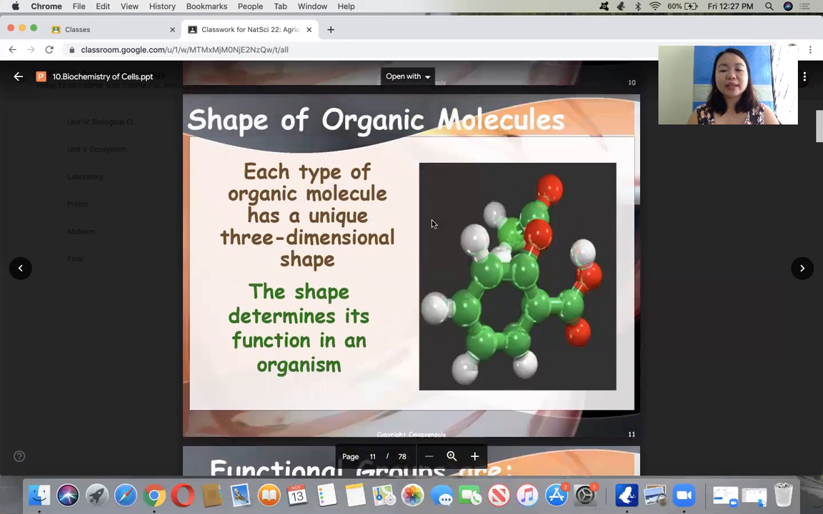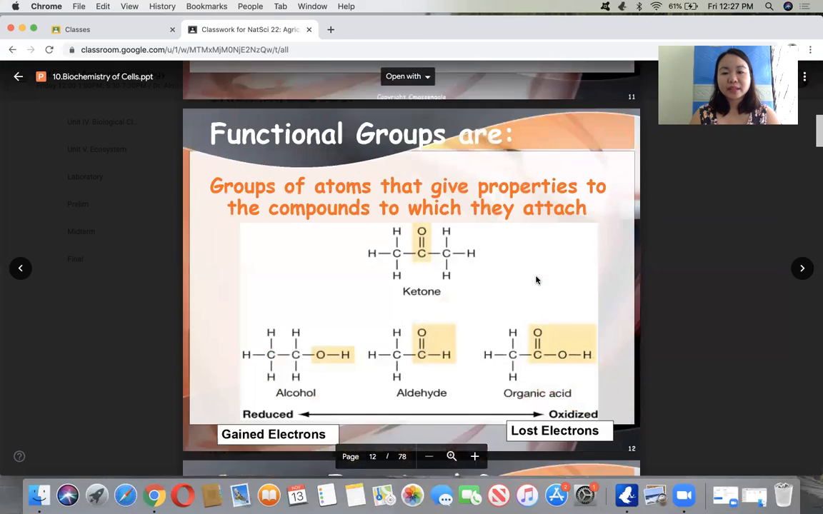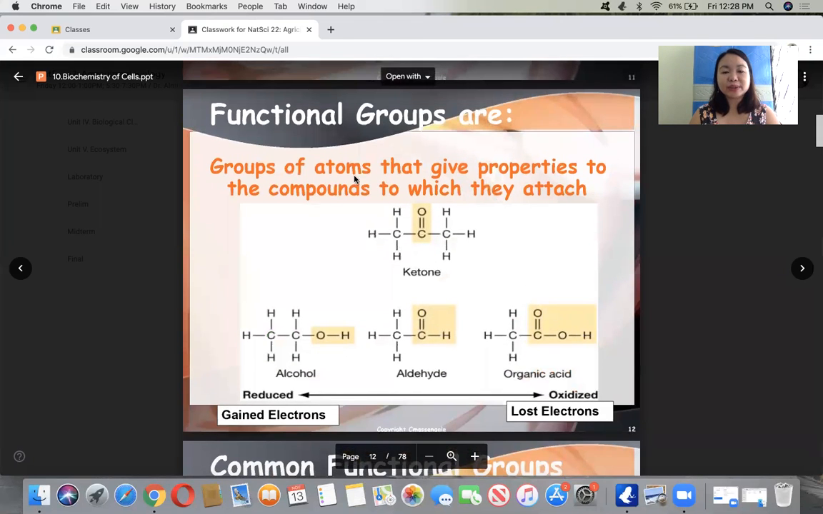The shape of organic molecules looks like this, and each type of organic molecule has a unique three-dimensional shape that determines its function in an organism. We call them functional groups: groups of atoms that give properties to the compounds to which they attach.